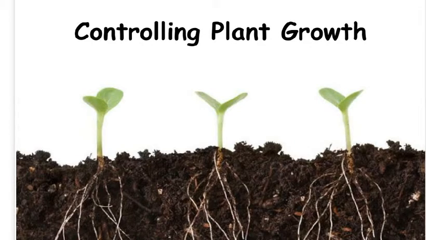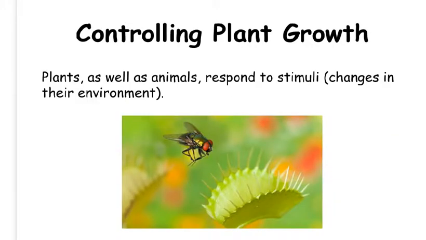You may have noticed that plant roots always grow downwards, or that plant shoots grow towards the light. A plant left on a windowsill, for example, will start to bend towards the light. If you want it to grow straight, you will have to keep turning it so all sides get some time in the light. These things do not happen by accident. Plants, as well as animals, can respond to stimuli, changes in their environment.